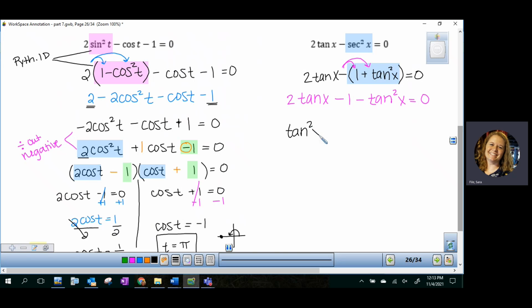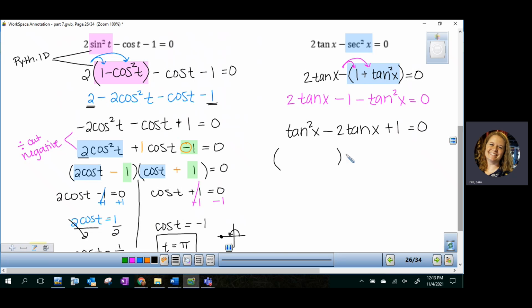So tangent squared of x is positive, and the 2 tangent of x will become negative, and the -1 will become +1. The 0 doesn't change signs because it doesn't have a sign. Still 0. Now it's ready to be factored. Now we're at the same point we were over here.